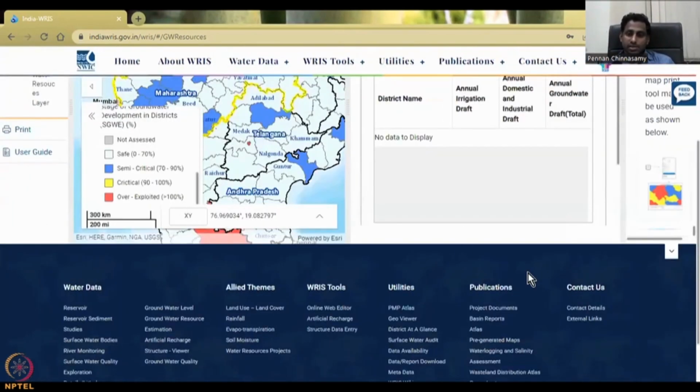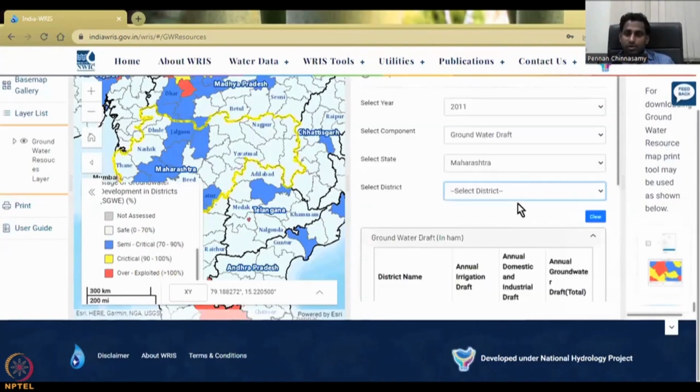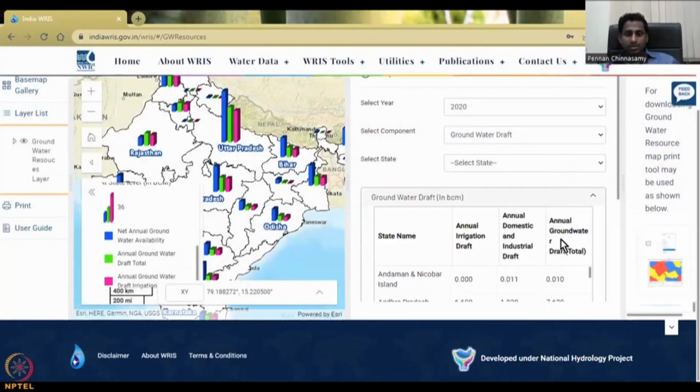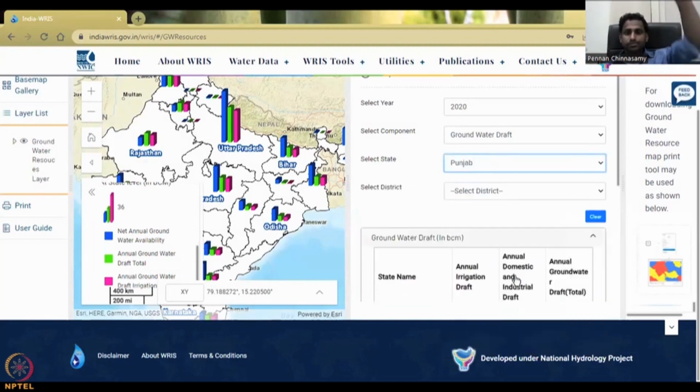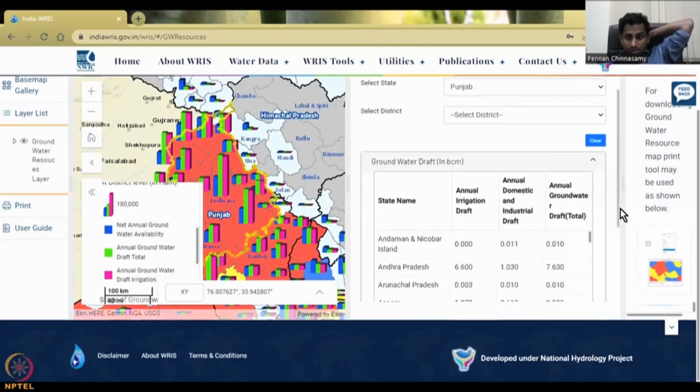So you can see the colorings here. Since we didn't pick a district, the district is not populating. Let it go. I'm going to clear it and just keep Maharashtra as a state, to see if it shows any data. Sometimes, as I said, the data is still coming, so let it not affect you. Just for the benefit of people, let us do Punjab and then see which district. All of them, or most of them, are red.